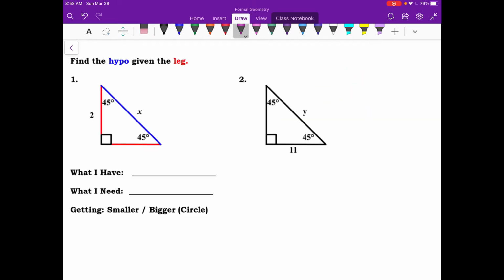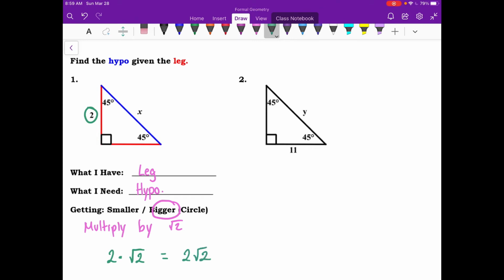Okay, let's do some examples. So we are given a leg length. I need to find the hypotenuse. We are going to be getting bigger because the hypotenuse is the largest side, so we're getting larger. And when we have a leg and we need the hypotenuse, we need to multiply by the square root of 2. So let's do that. Our leg length in this case is 2, so I'm going to multiply 2 times the square root of 2, which is just 2 root 2.